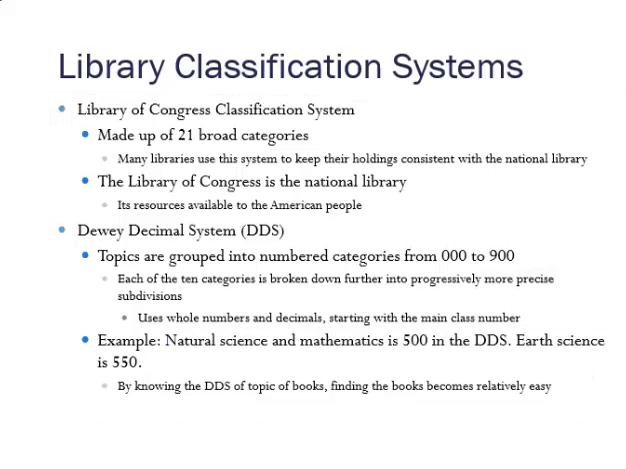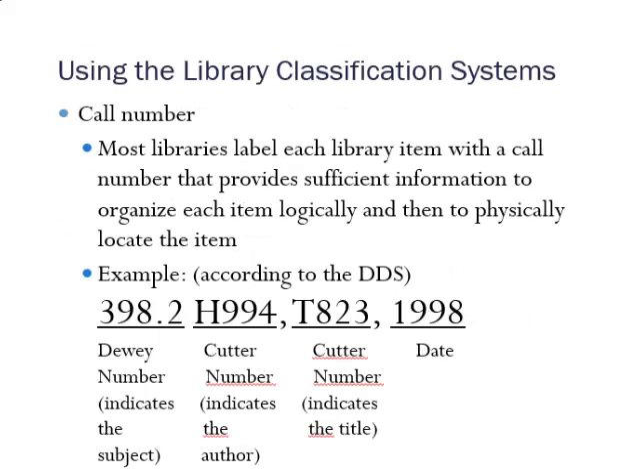550. Now I don't know offhand what the actual numbers are for the other ones, but for example, biological sciences might be 560, and physical sciences might be 540. Something to that effect. That's really how these things work.